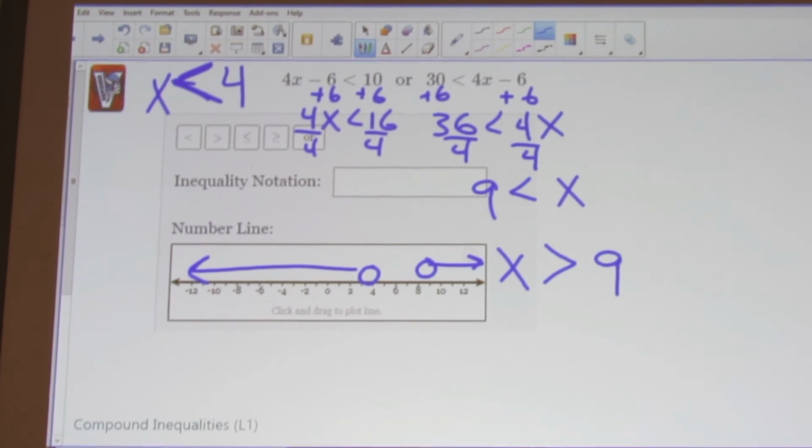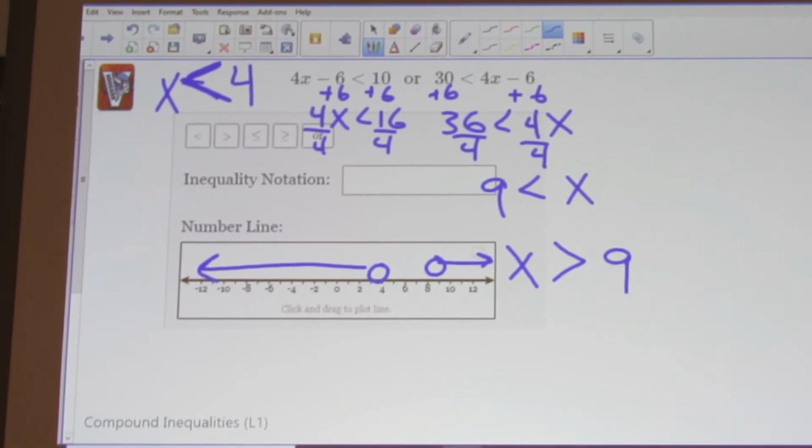So know the difference between and and or, and you'll do great with these compound inequalities.